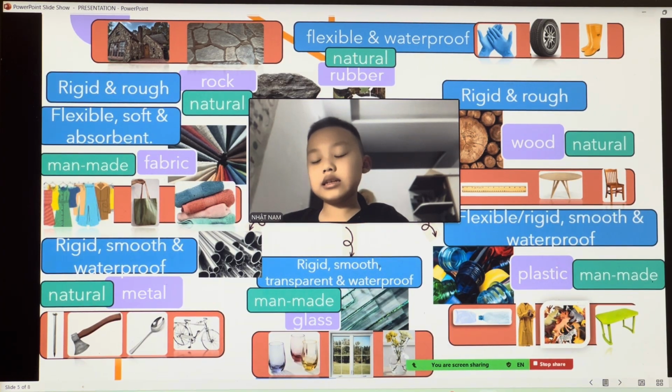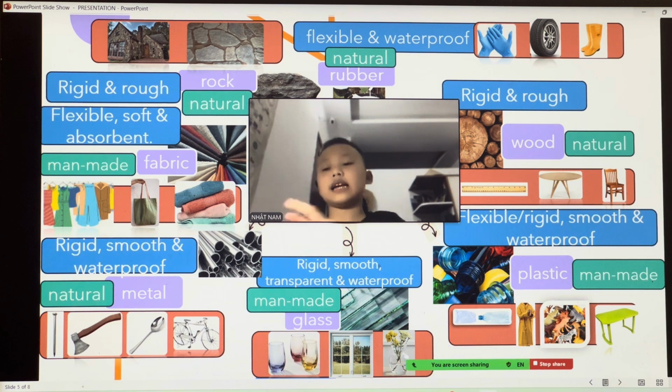The second material is plastic. Plastic is a man-made material because we use oil to make plastic. Plastic may be flexible or rigid, smooth, and waterproof. There are many things made of plastic, for example, the cup, the bottle, the raincoat, the toys, and the table.